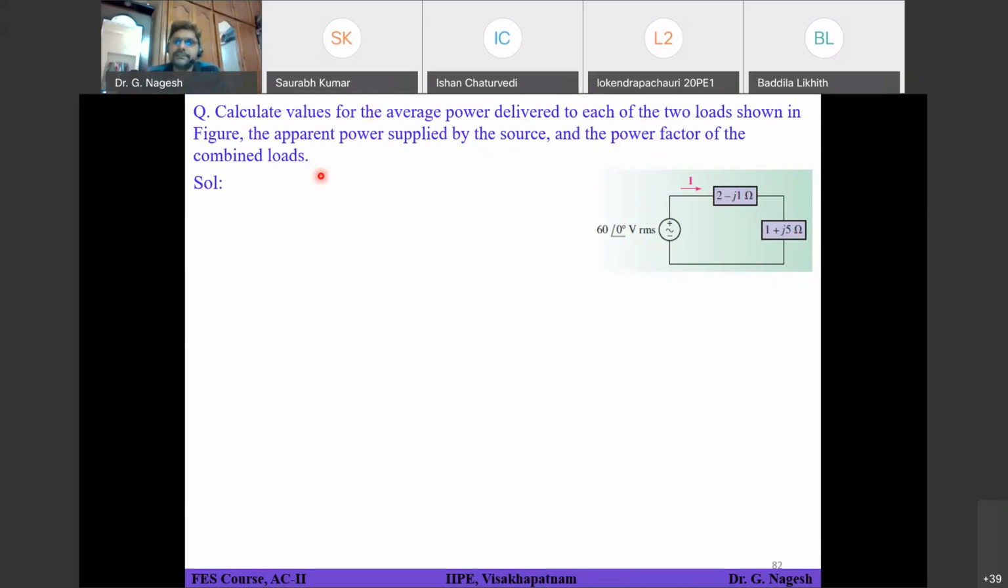You have the voltage, you have the impedance, you can calculate the current. Once you know the current, you can use the formula V effective into I effective into cos of theta minus phi to calculate power delivered to one load. Next, same formula for power delivered to the second load also. So try to solve this. First calculate the equivalent impedance, next calculate the current. From that we can get the phase angles and magnitudes or RMS values of voltage and current. Then you can use the basic formula which we have discussed.